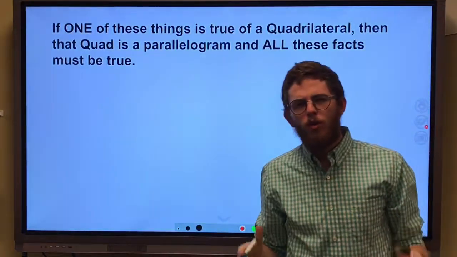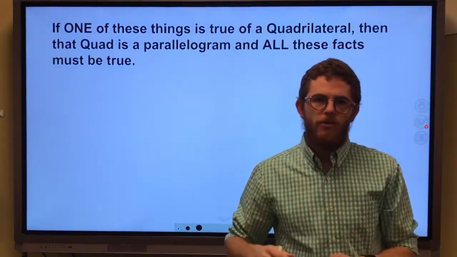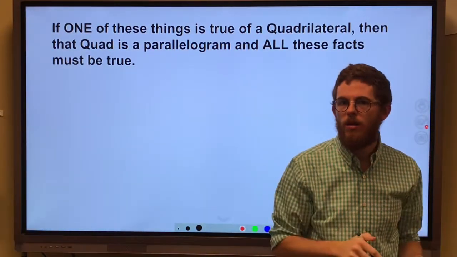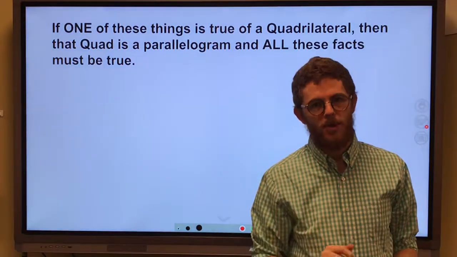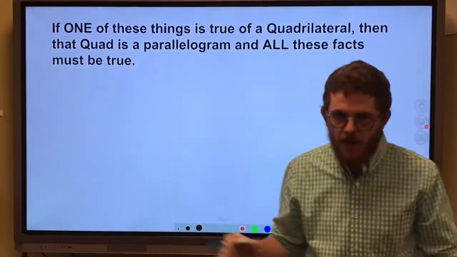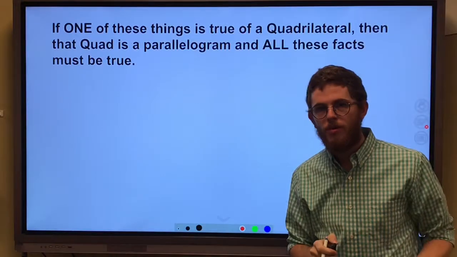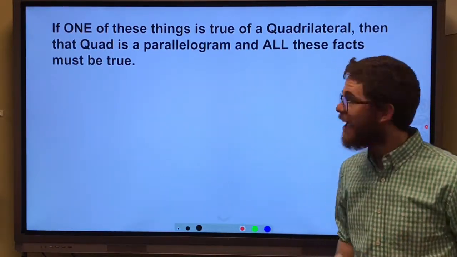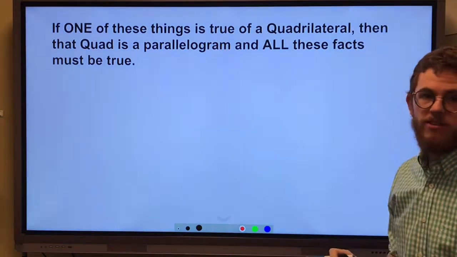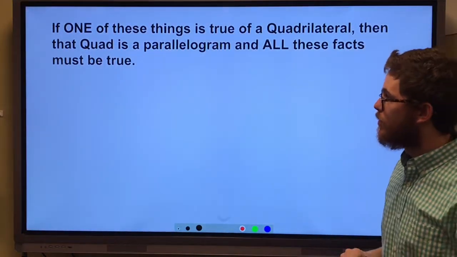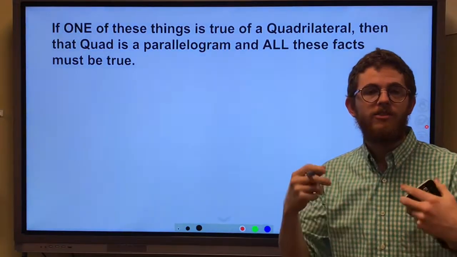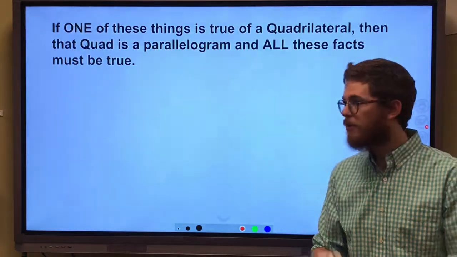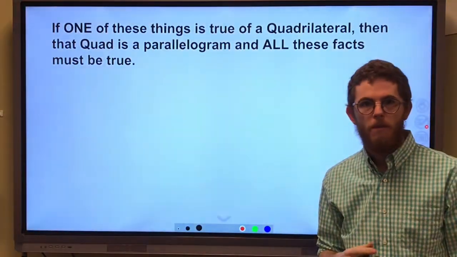All right, we're looking at quadrilaterals and we're deciding, is that four-sided polygon a parallelogram? That's the whole idea today. Is this quadrilateral a parallelogram? I'm going to give you a list of facts, and if one of these things is true of a quadrilateral, then that quadrilateral is definitely a parallelogram, and that means that all the other facts must be true.